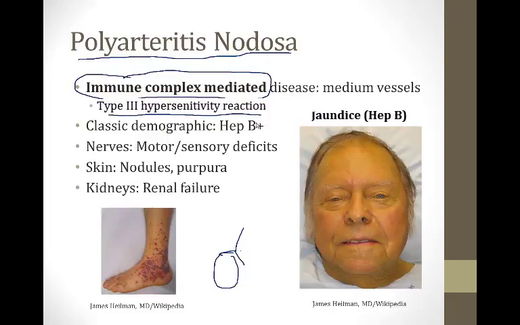The classic demographic to develop polyarteritis nodosa is someone who is Hep B positive. There are idiopathic cases, but in a board question it is almost always going to be someone who is Hep B positive and then develops a bizarre constellation of symptoms.